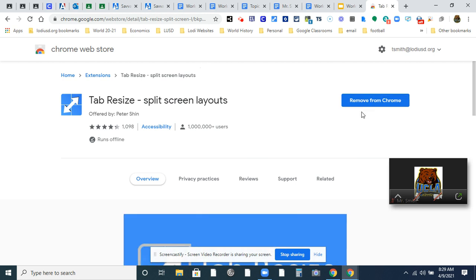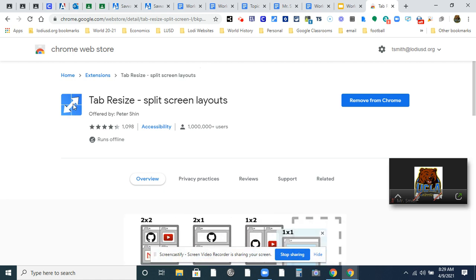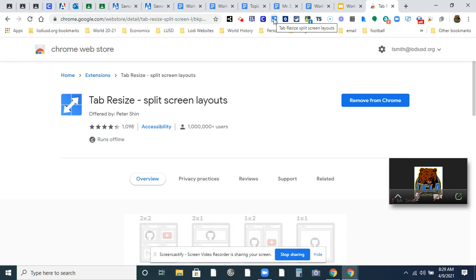I would have to remove mine, but I don't want to, so I'm just going to pretend like I'm clicking it. It should eventually be an icon with diagonal arrows pointing in opposite directions. Once you get that, go ahead and click this. And hopefully you have this video open on one tab.